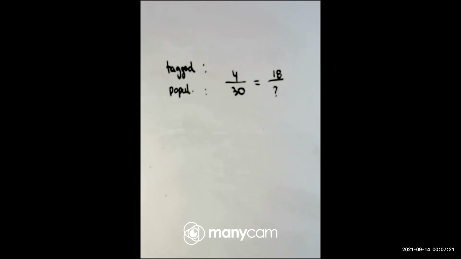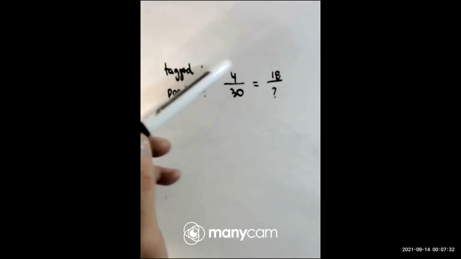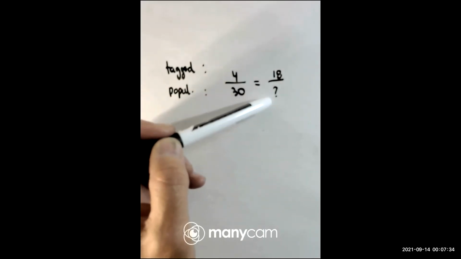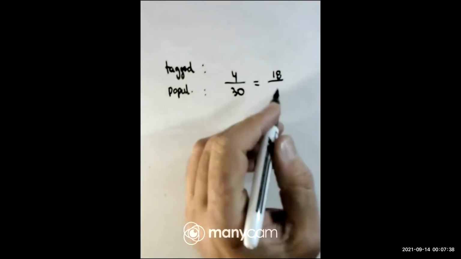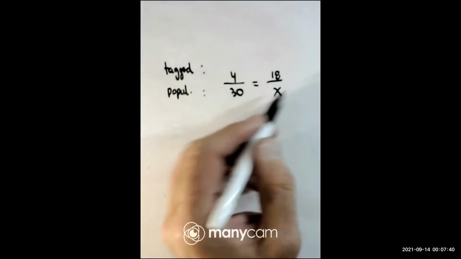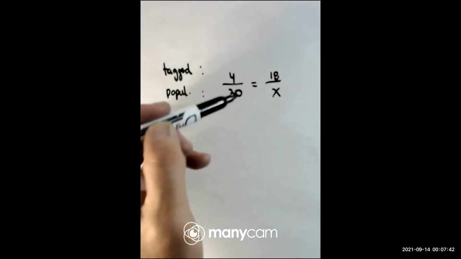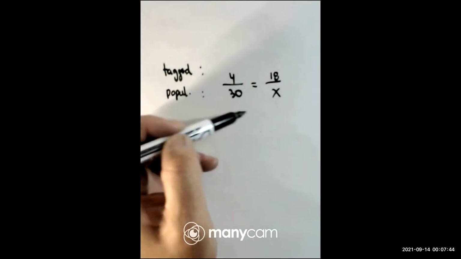So this will be my population. I'm going to place tagged as the numerator and the population as the denominator. Out of a subset of the population, 4 were tagged. If I catch 18 that were tagged, how many do we have in total? Once again, this is the unknown, my total population. So cross multiply. However, notice that 4 over 30 can be simplified.